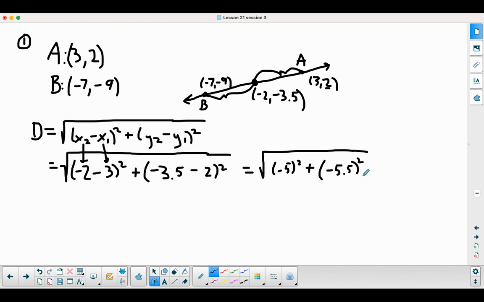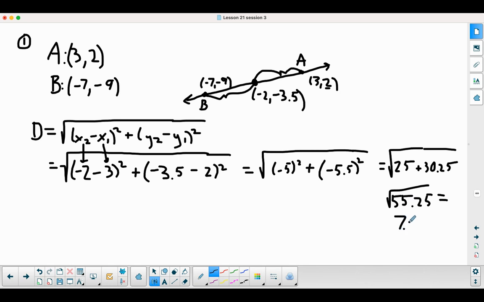And then -5 squared is going to be 25. And then plus -5.5 squared is going to be 30.25. That is going to be a total value of 55.25. And so when I put that in my calculator, the square root of 55.25, I get an answer of 7.43. And that equals my distance.